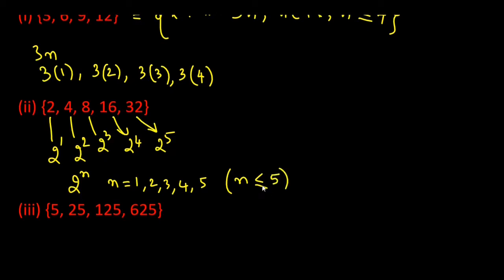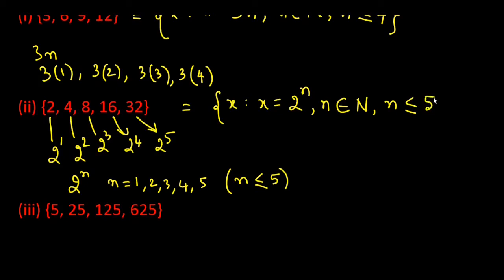So the set can be written as set of x such that x is equal to 2 power n. Small n is a natural number, so small n belongs to capital N. And the restriction on n is less than or equal to 5.